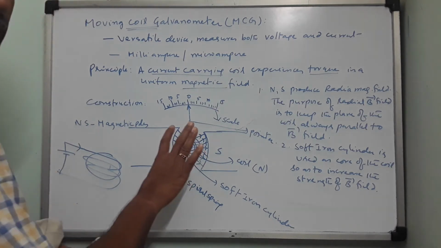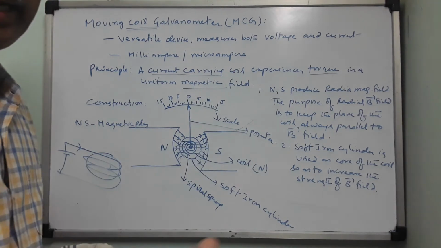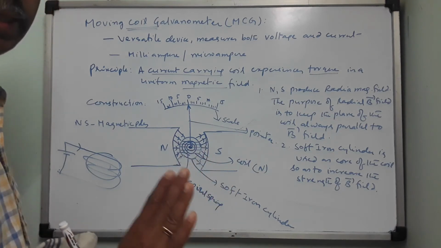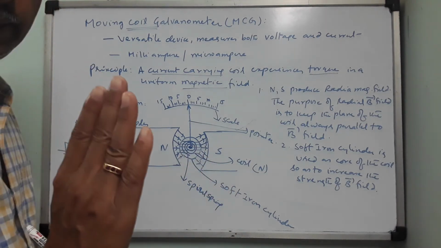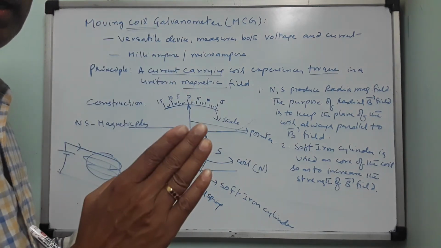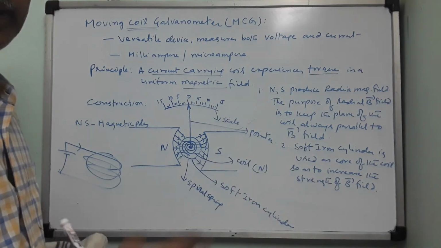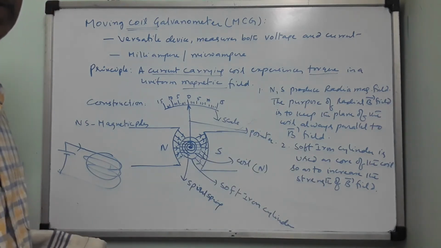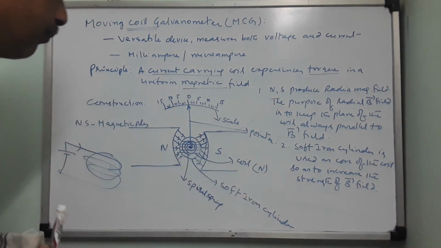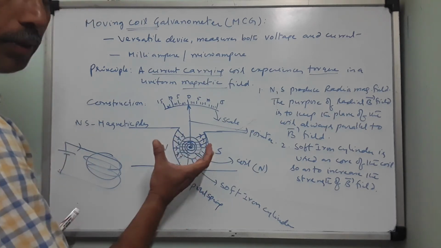The coil experiences a torque given by tau equals B naught. That sin theta effect will not be there now, only B naught will be there. The normal drawn to the plane of the coil will always make 90° with the radial field. That is why sin 90 always becomes 1. So NIAB sin theta we will not take, only NIAB. So because of the torque, what will happen? The coil will turn, rotate.